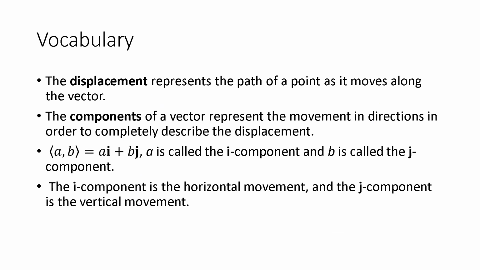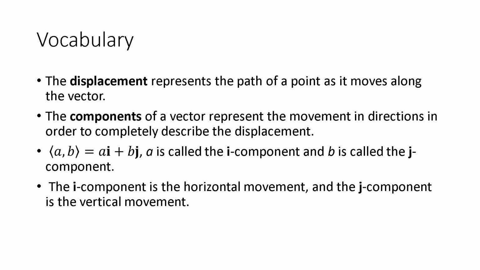And this brings us to the displacement. The displacement represents the path of a point as it moves along the vector. So again, when you have ordered pairs, you're moving in a straight line from that initial point to that terminal point, and that is representing the displacement because that's the path that a point can take as it moves along that vector. The components of a vector represent the movement in the directions in order to completely describe this displacement. So you have an I component and a J component when you're talking about rectangular coordinate systems.